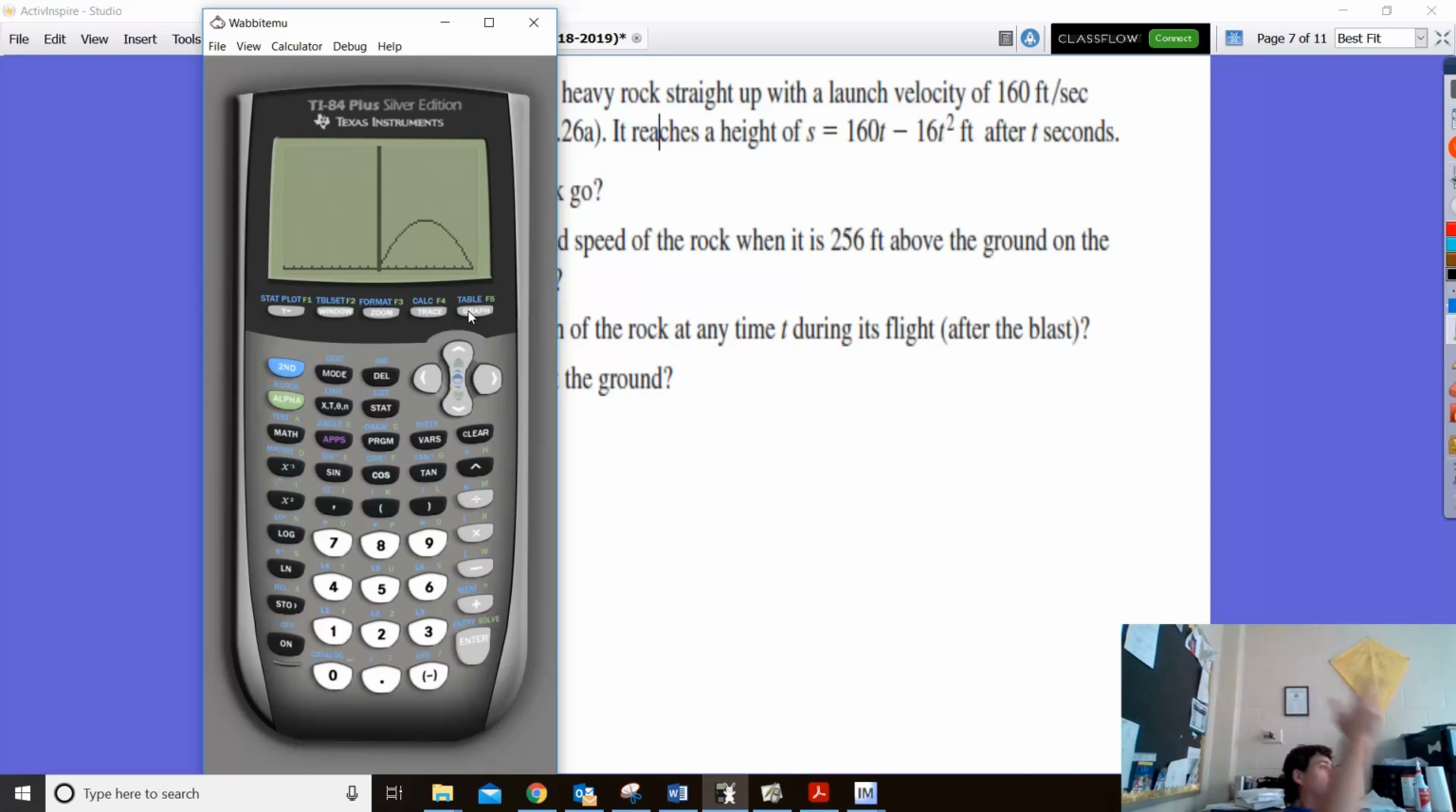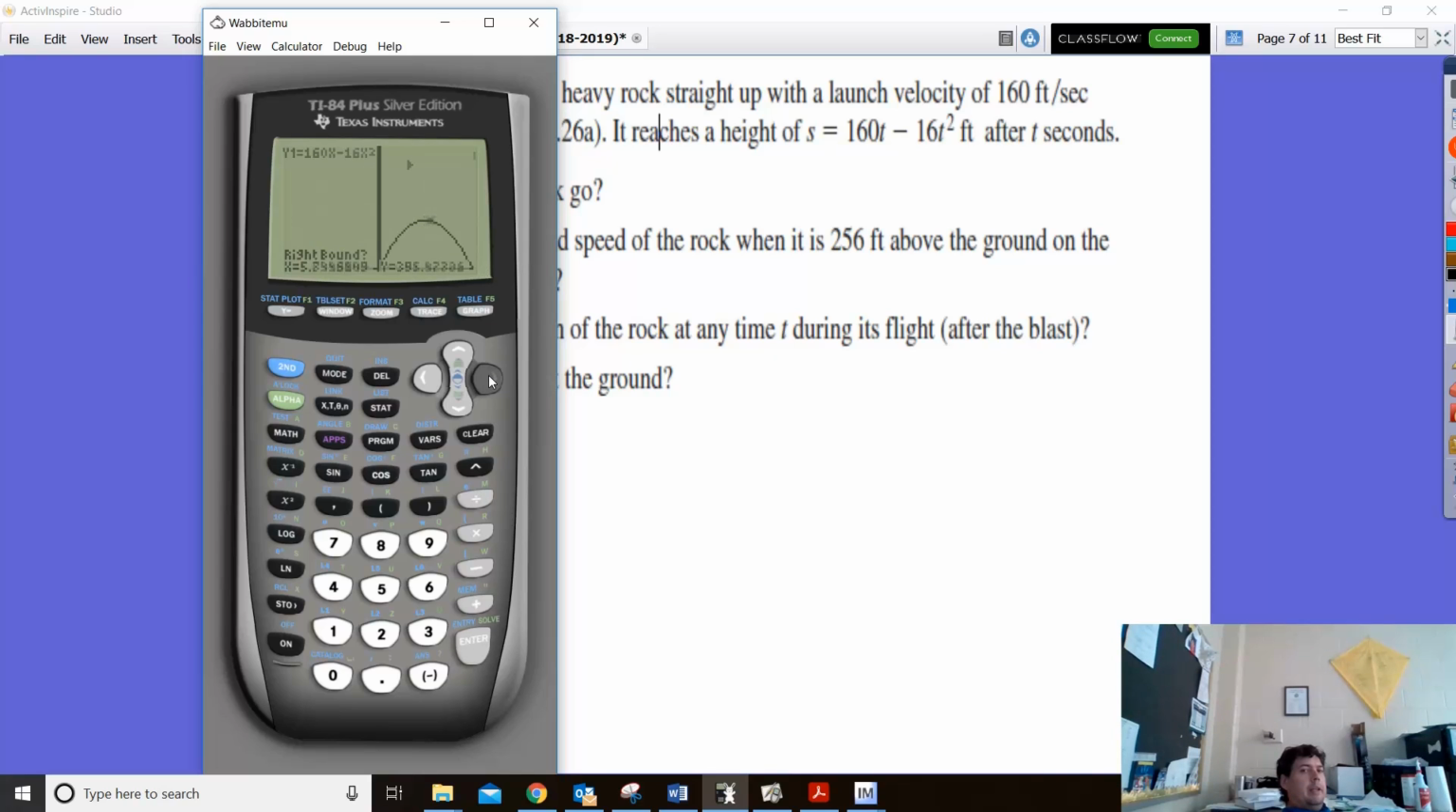I also see the entire path too, which is great. So right up here, the vertex of that parabola is our maximum height. Second trace. What do you see under second trace that might give you that maximum height? Maximum. Now the maximum works by giving it a left boundary and a right boundary. So you take your little cursor and you get to the left of where you think it is and you press enter.